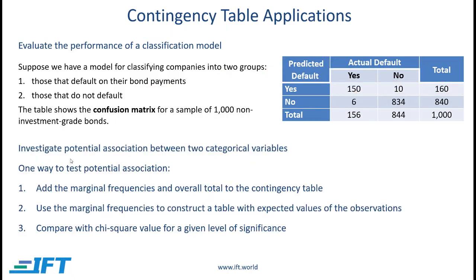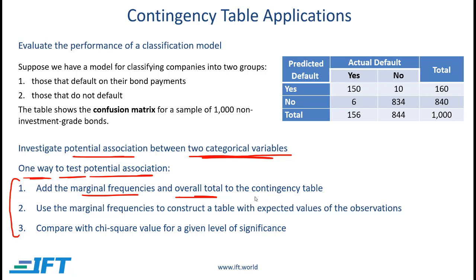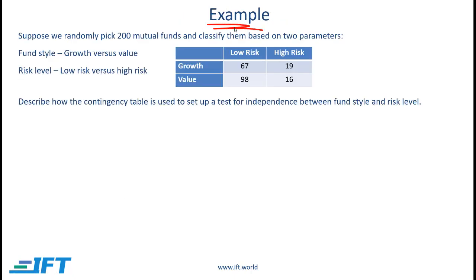Another application is to investigate potential association between two categorical variables. One way to test this potential association between categorical variables is to follow a 3-step process. Step 1 is to add marginal frequencies and the overall total to the contingency table. So we will discuss this through an example on the next slide. The next part is to use marginal frequencies to construct a table with expected values of the observations. And step 3 involves the usage of a chi-squared statistic. So let's understand this through an example.